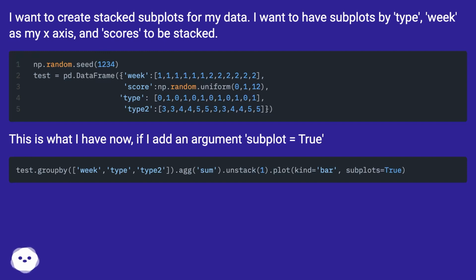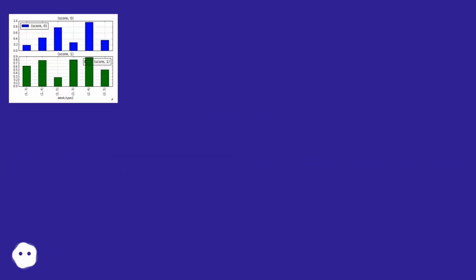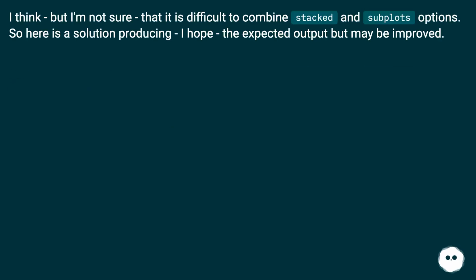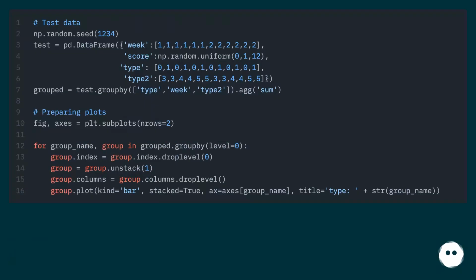This is what I have now, if I add an argument subplot equals true. I think, but I'm not sure, that it is difficult to combine stacked and subplots options. So here is a solution producing, I hope, the expected output but may be improved.